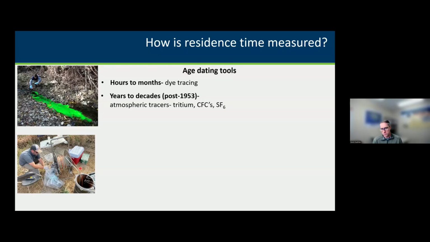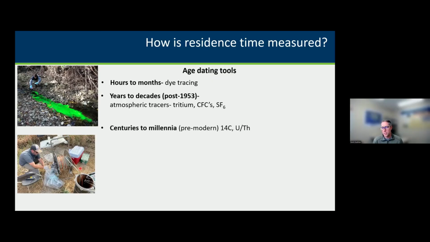The main tracers that they use are tritium, chlorofluorocarbons, and sulfur hexafluoride. The idea there is that these are derived from our activities, tritium, for instance, from nuclear testing in the 1950s. So based on those concentrations, once they get into the atmosphere and into the water cycle, they can estimate the age of that water.